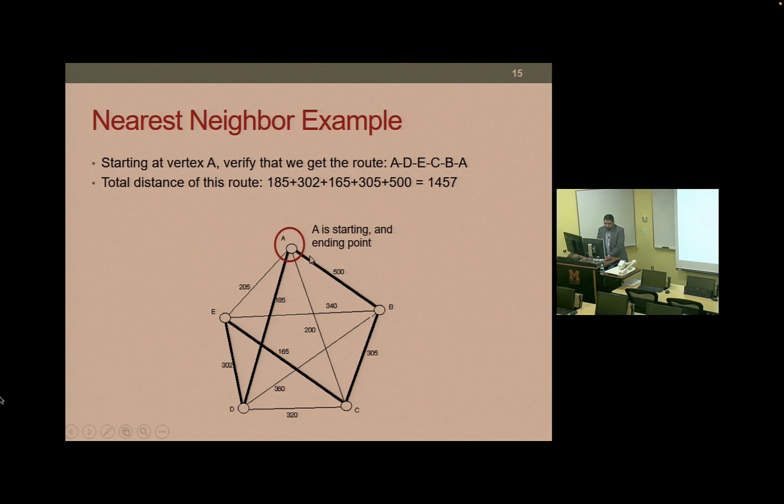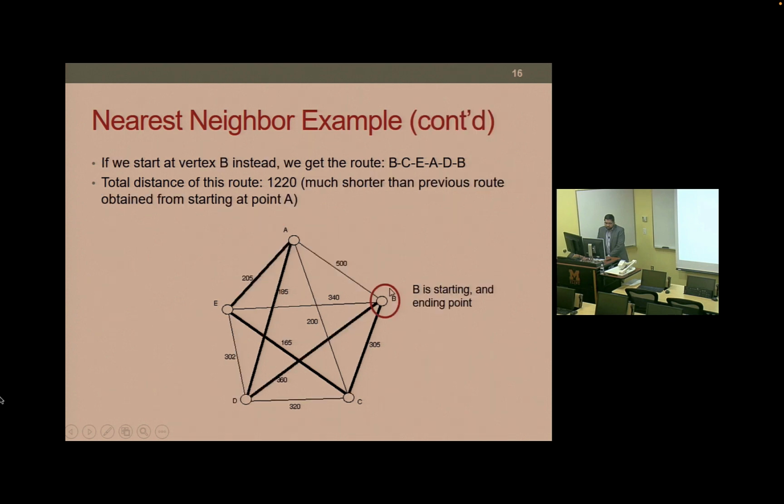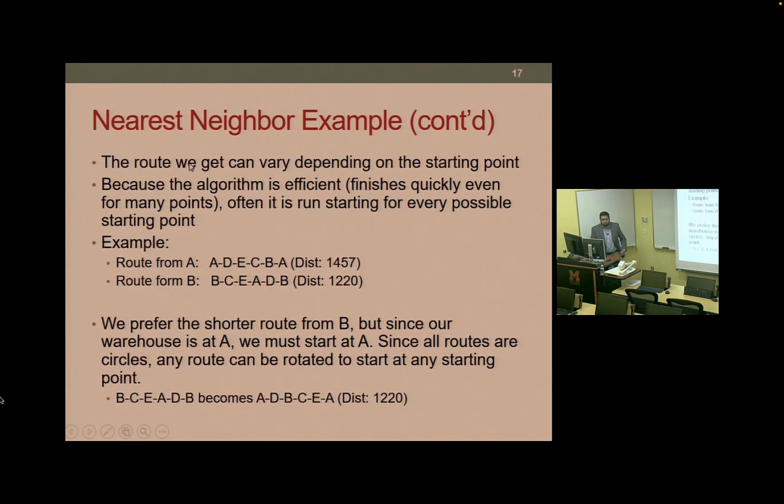So starting at point A gave us quite a long route, but starting at point B gave us a much shorter route. So with nearest neighbor, you could get a different length of the route depending on where you start from. Okay? So the route length can vary depending on the starting point.